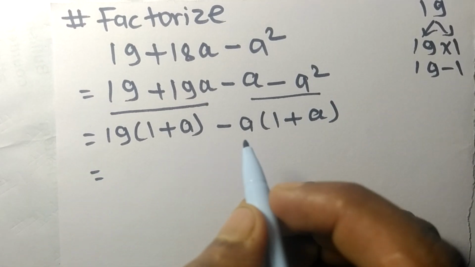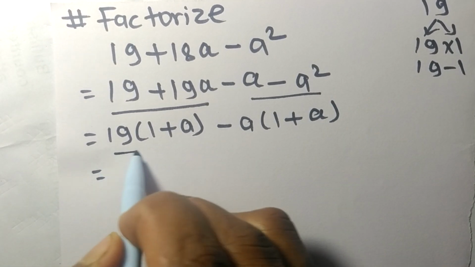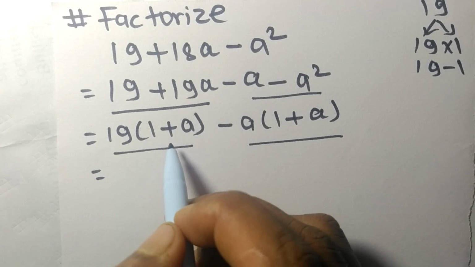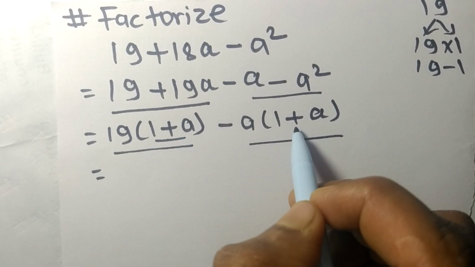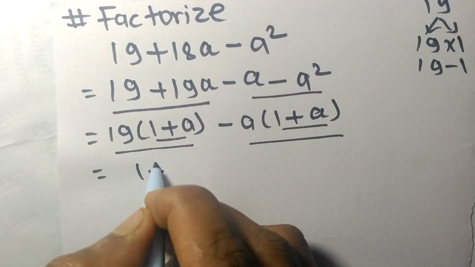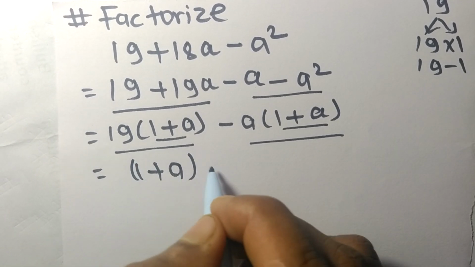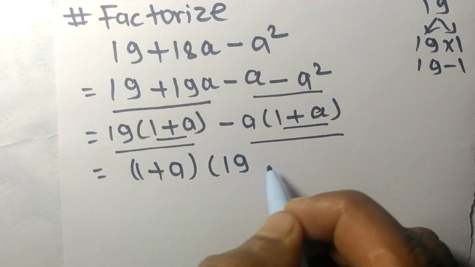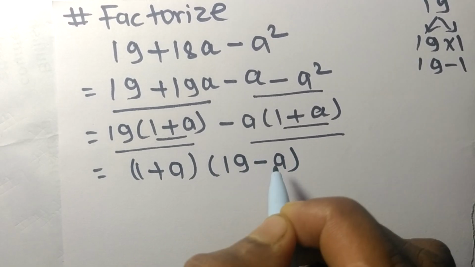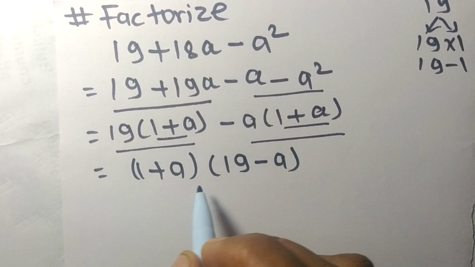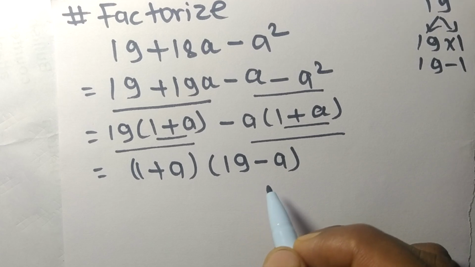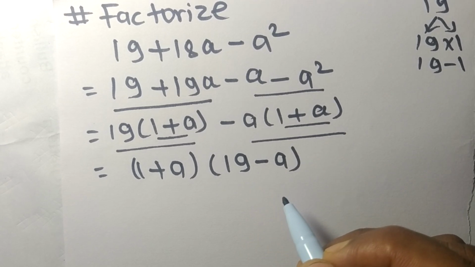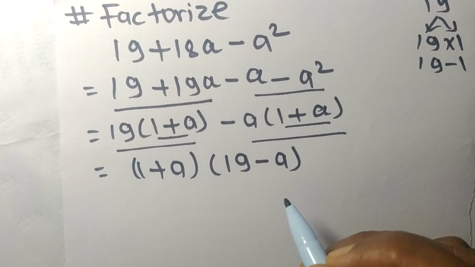Now we again find the common factor in the first and last expression. Both contain 1 plus a. So 1 plus a is common, and remaining in the first is 19 and in the last is minus a. So 1 plus a and 19 minus a are the required factors. So this much for today, and thanks for watching.